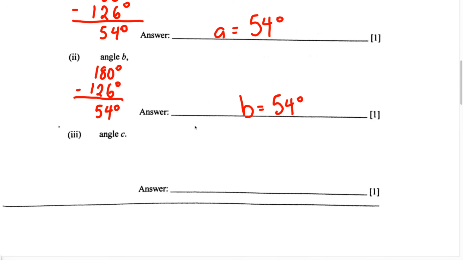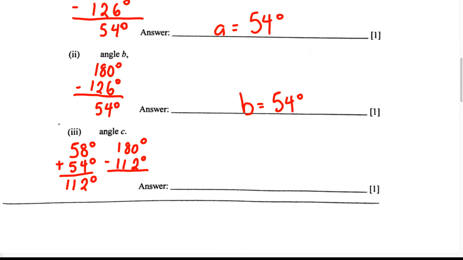Therefore, all we're going to do is say 58 degrees plus 54 degrees. When we put this in our calculator, we're going to get 112 degrees. Now we're going to subtract this from 180 because angles in a triangle add up to 180 degrees. Now when we put this in our calculator, we're going to get 68 degrees. Therefore, we can say angle C equals 68 degrees.